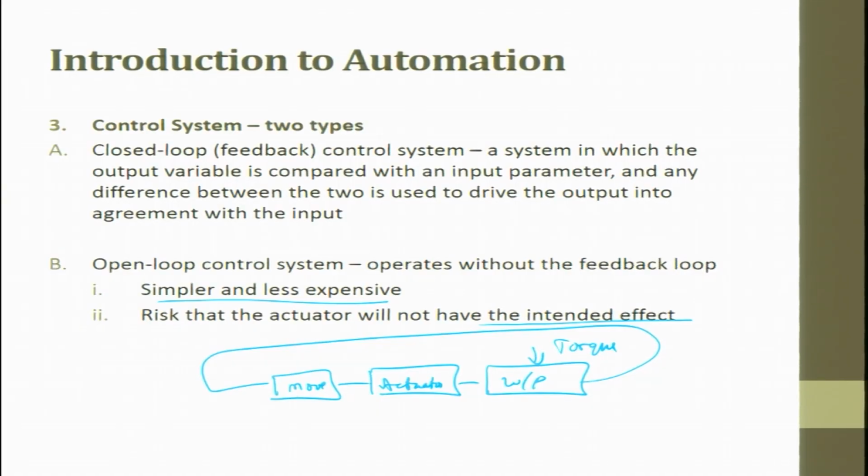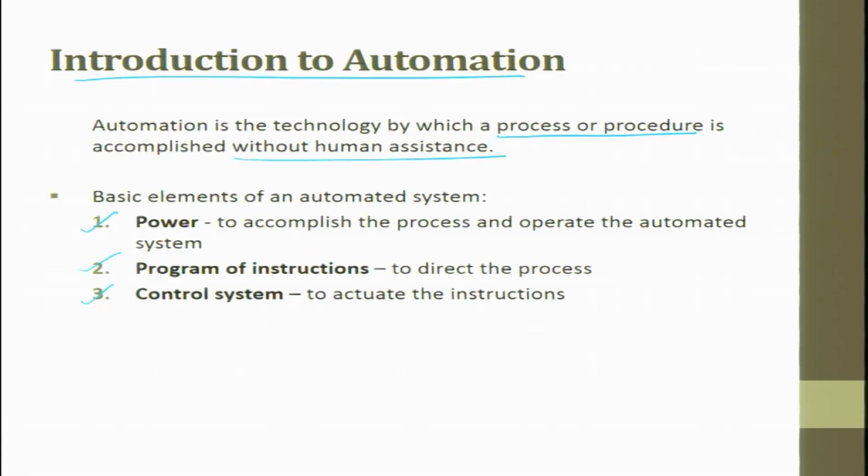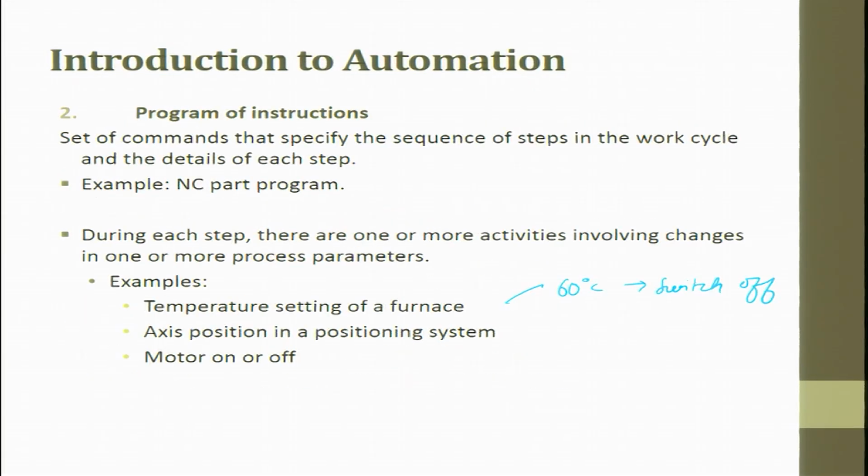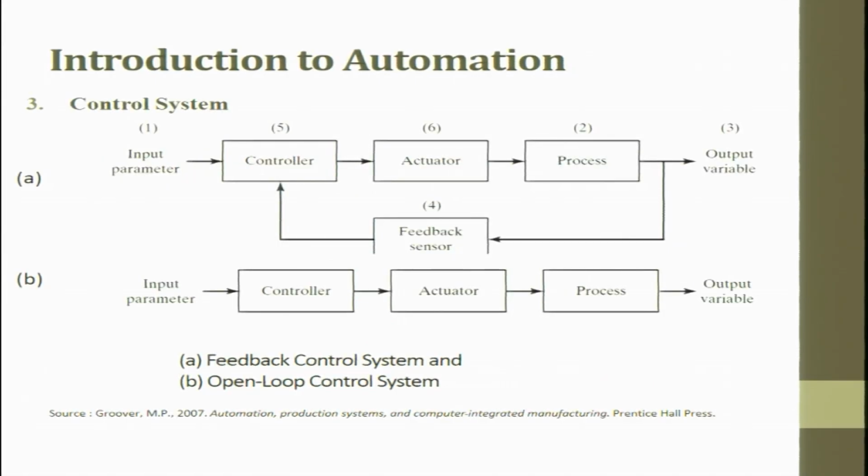A closed loop system is a system in which the output variable is compared with an input variable and any difference between the two is used to drive the output into agreement with the input. So, that is called a closed loop control system. Open loop control system, closed loop control system. When we talk about automation, we saw power, program of instruction and control systems, which are very important. So, we have put the same thing in words.